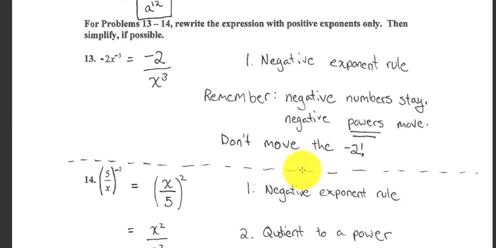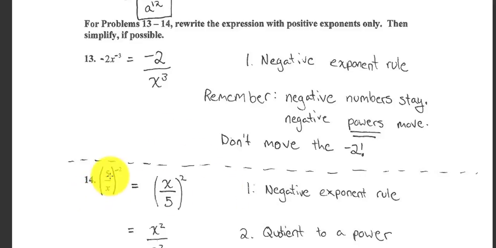We're almost done. Number 13. All right, so the negative 2 stays where it is, right? There's no negative exponent touching the negative 2. The negative exponent's only touching the x. So to remove the negative exponent, we take the reciprocal of x, which is 1 over x, and make the exponent positive, okay?